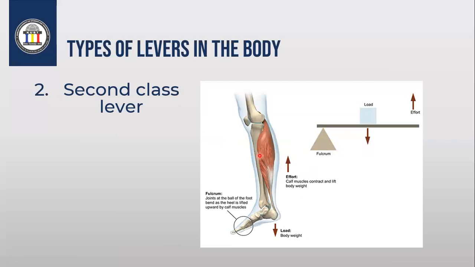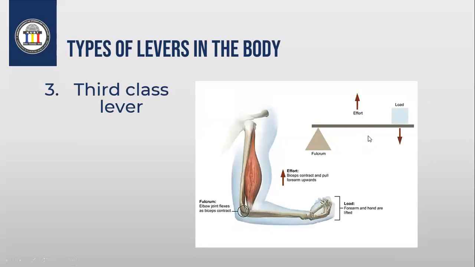On the second one, the load is going down because of your body weight. This is the load, this is the weight, and you are applying the effort upward, okay? That means the fulcrum will be on the side. That means the load is in the middle, the effort on one side, and the fulcrum on the other side. That means you are in the second type of lever.